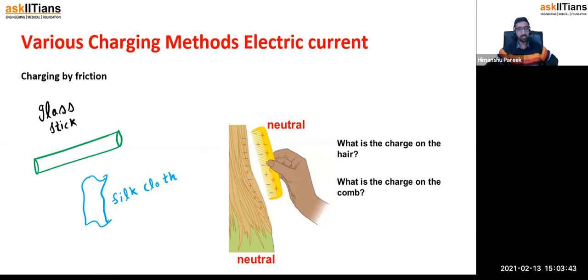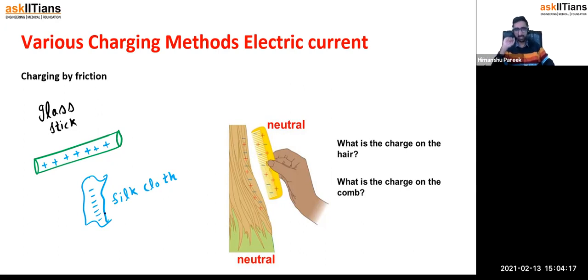So what I find is this glass stick will become positively charged, and this silk cloth becomes negatively charged. That can be found out experimentally, right? Later on, we can use an electroscope or something, or we can bring some other positively charged material. If it is repelling the glass stick, it means it has become positively charged. If it is getting attracted by that positively charged material, that means the glass stick is negatively charged.